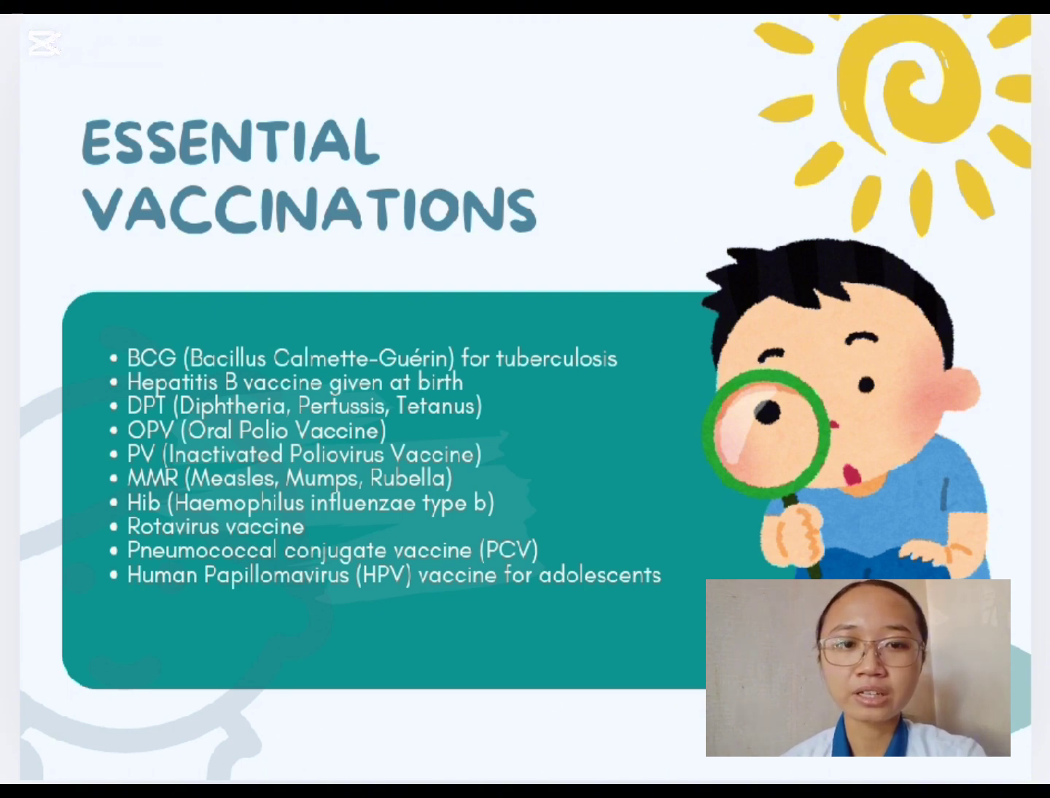HIB prevents severe bacterial infections like meningitis, pneumonia, and epiglottitis. PCV shields children from pneumonia, ear infections, and meningitis caused by bacteria. Lastly, the rotavirus vaccine prevents severe diarrhea and dehydration caused by the rotavirus itself, a common illness in infants and young children. As children grow, MMR is given at 9 months and again at a later age. The vaccine protects against measles, mumps, and rubella. Lastly, adolescents are introduced to additional vaccines such as the HPV vaccine.